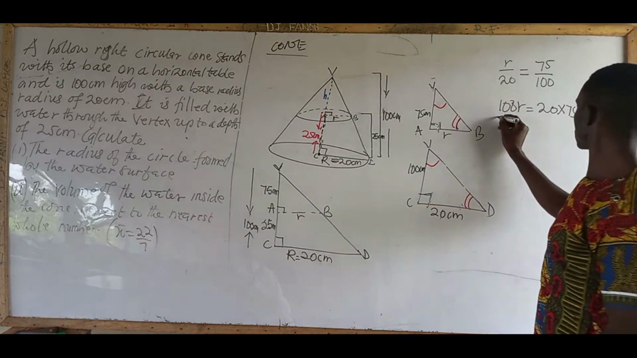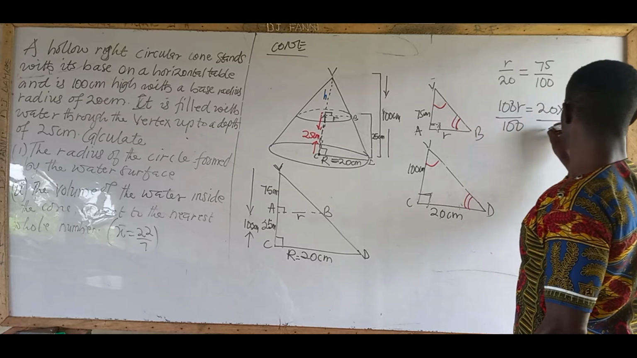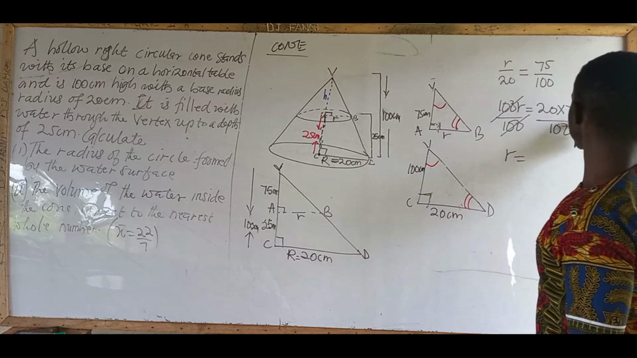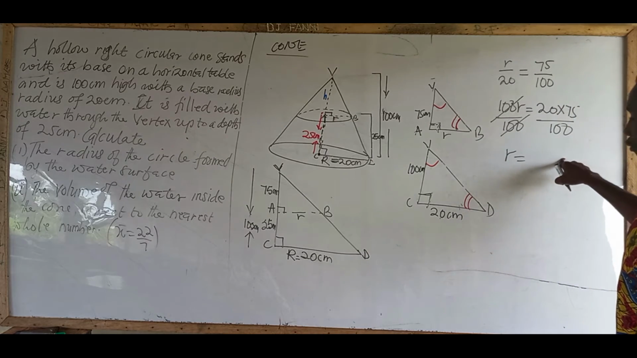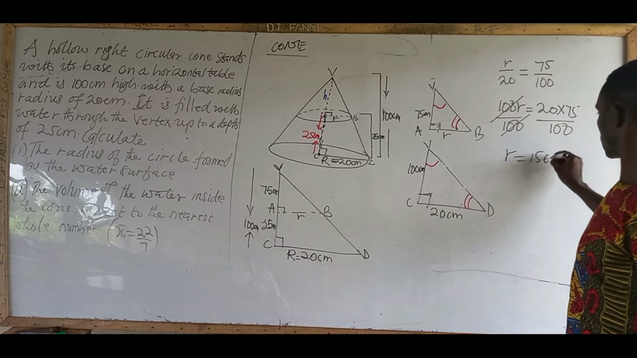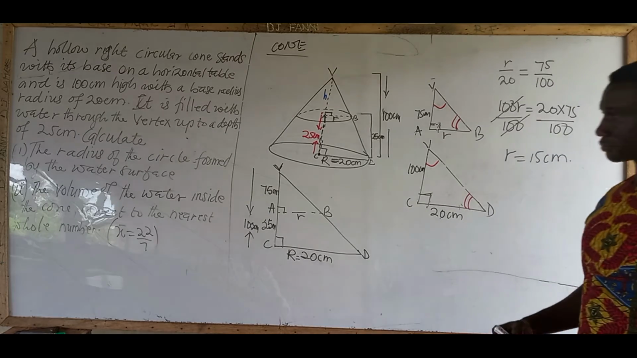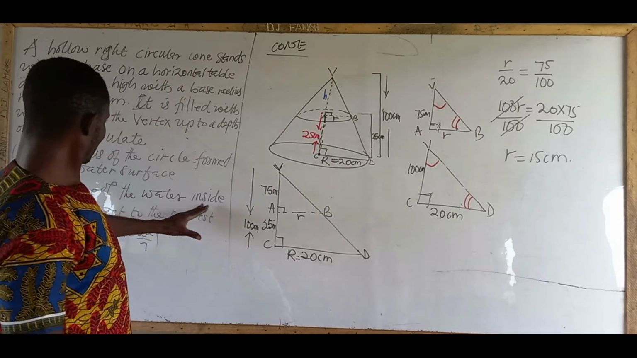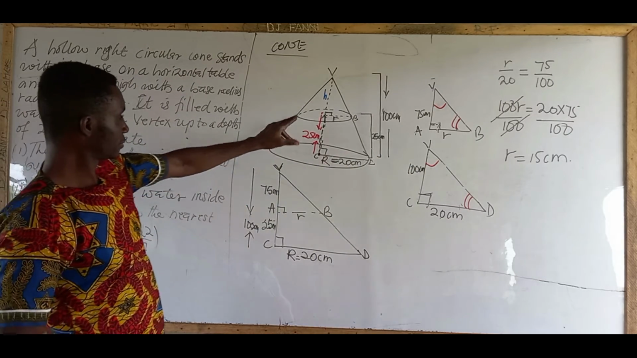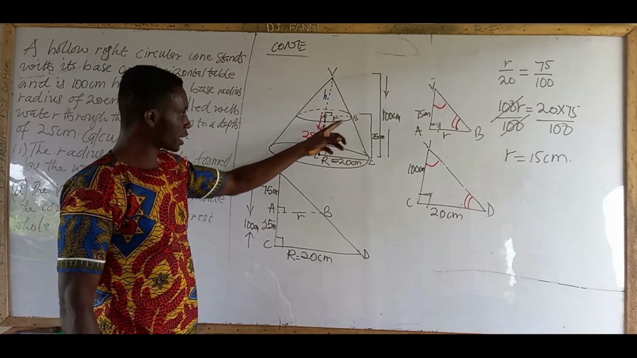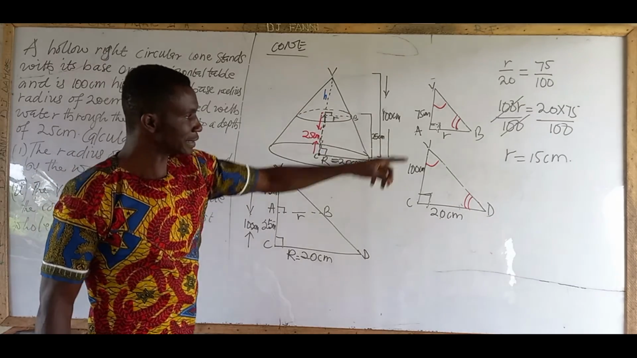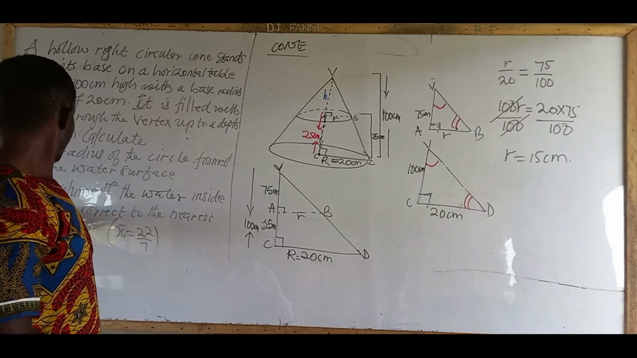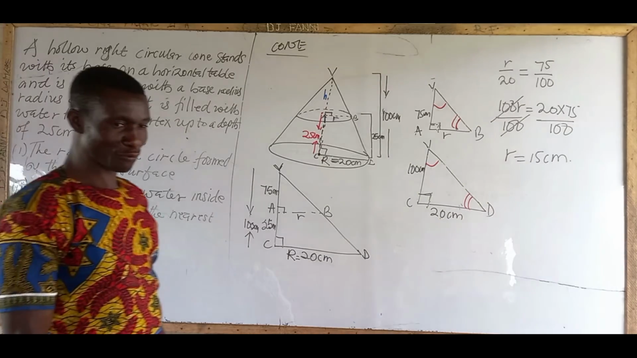Now, this will be 100 times R, which is 100 R is equal to 20 times 75. Then we divide through by 100. This cancels this, and R is equal to 20 times 75 divided by 100. Obviously, it will give us 15 centimeters. That is the radius of the circle formed by the water on the surface of the cone. So this R is 15 centimeters. Very simple as that.